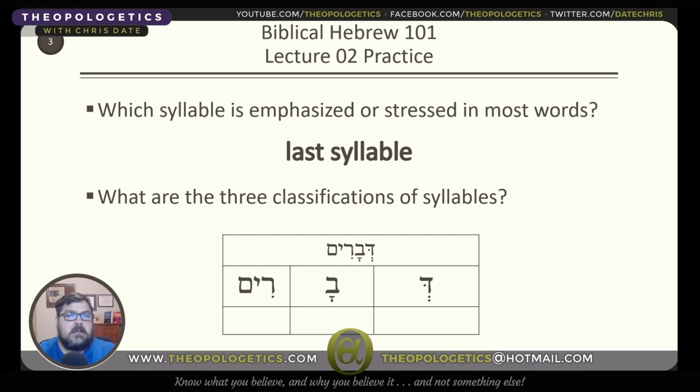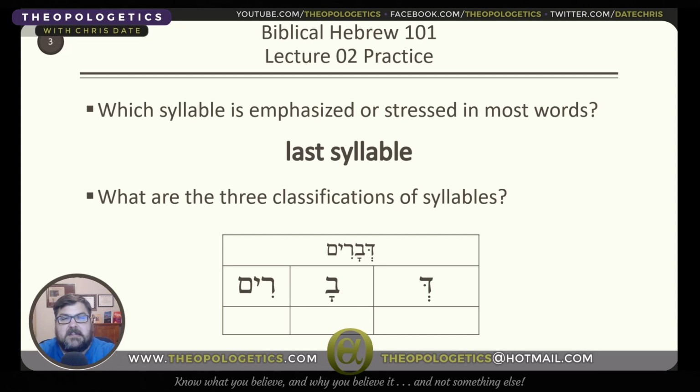All right. What are the three classifications of syllables in Biblical Hebrew? In Lecture 2, I presented the word devarim, which by the way means words or things or matters. And it's got three syllables, de, va, and rim. And the question is, how do you classify each of these three syllables?